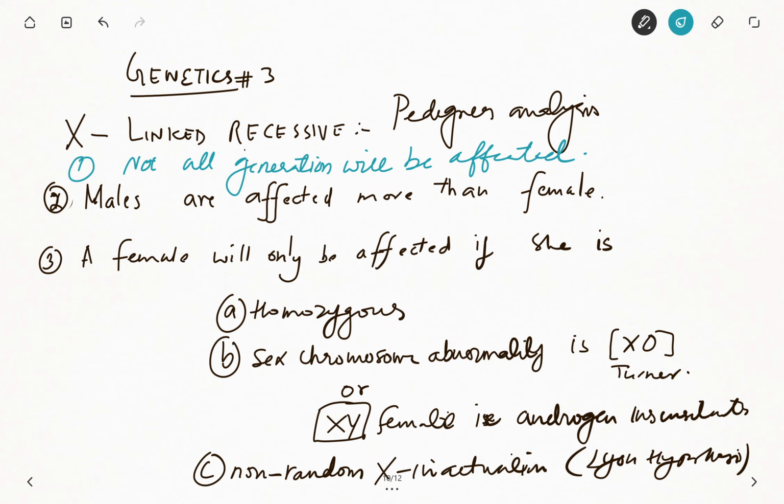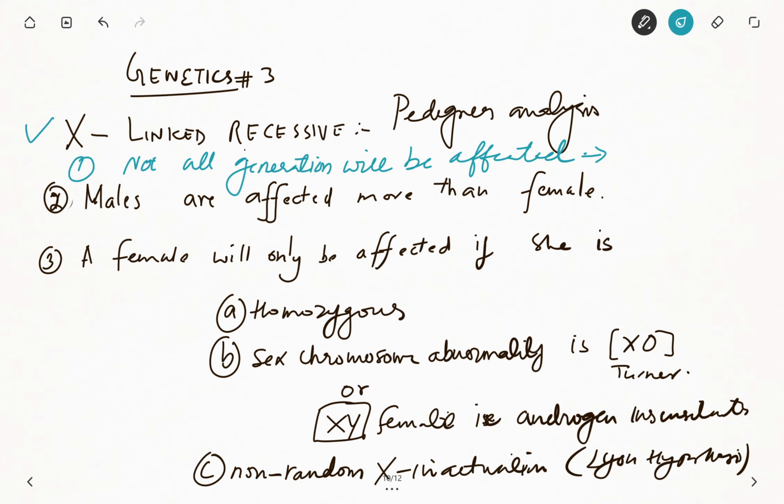This is the third of the genetic series, and today we will be discussing X-linked recessive conditions and pedigree analysis. There are certain features of X-linked inheritance that can actually be depicted on a pedigree. The first and foremost thing to qualify for a recessive inheritance is that there will be skipped generations.